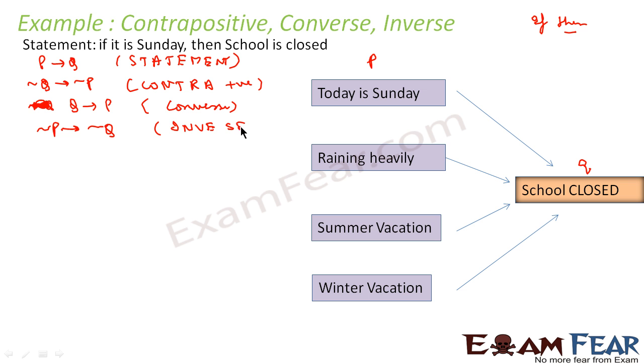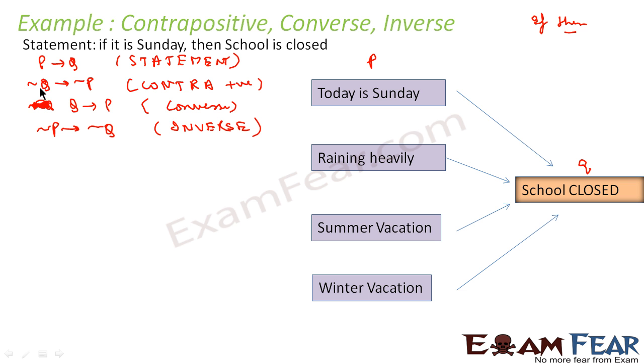So if you see, everything we have derived from this only. The statement is P implies Q. To find the contrapositive, you topple it and add negatives, that is, complements. To find the converse, you just topple it: P implies Q becomes Q implies P. And to find the inverse, you just add the negative, complement statement on both sides. Correct. Now, the first question is we have to find the contrapositive.